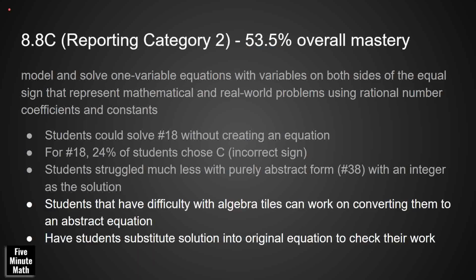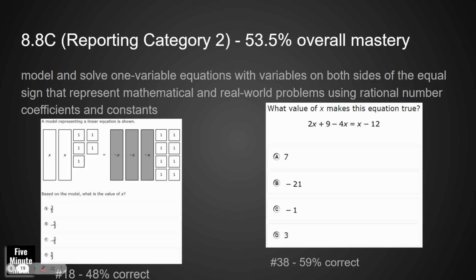So you could, on number 18, solve without creating an equation. It takes a little bit of work, but you could have just used the algebra tiles here, and you could have added 3x's to both sides. So I could have just added 3x's like this. And I could have taken away 5x's from both sides, right? And so I would have gotten that the 5x's equals 3. And that's what I would have gotten.